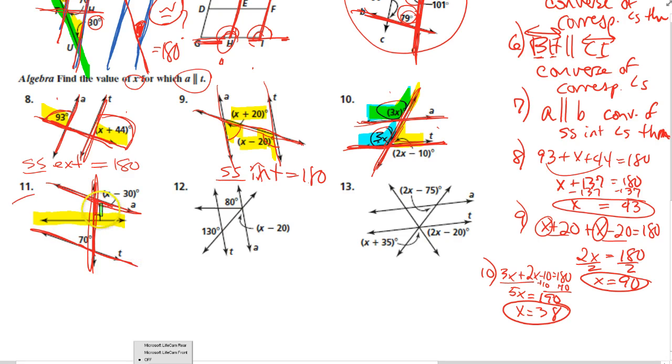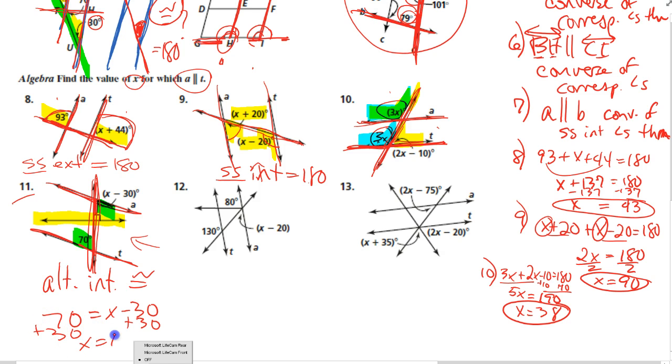If I'm talking about the angle in here and the angle over here, what's the name for that relationship? They're on alternate sides of the transversal and on the interior of the two possibly parallel lines. So they are alternate interior angles, which means that they will be congruent. So 70 equals x minus 30. Add 30 to both sides, and x is 100. Number 12.